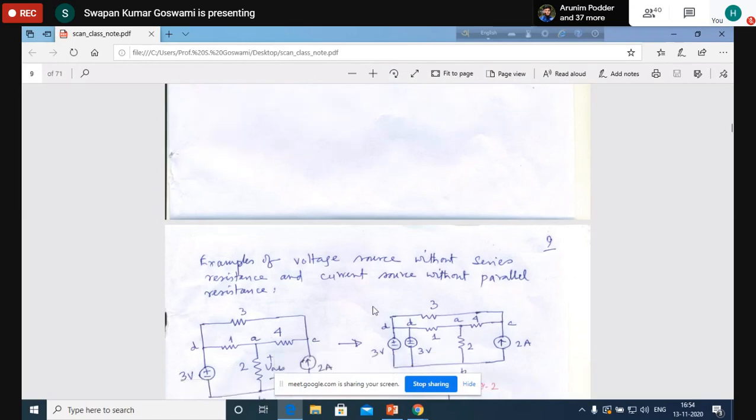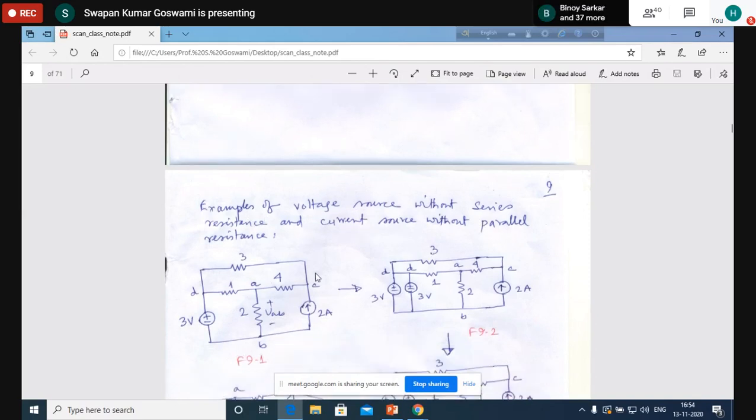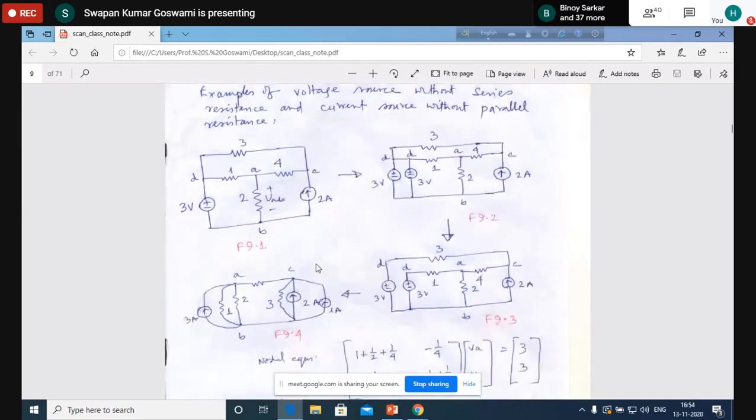Now again, we are considering an example of a voltage source without series resistance and a current source without parallel resistance. How to convert from one source to another? We have done it already, but let us now take some more examples. Here we have a very simple network, with only resistances. There are 4 resistances connected in this fashion, 1 voltage source and 1 current source.